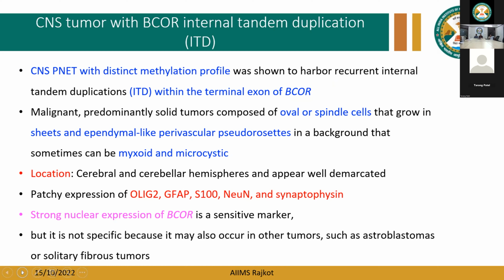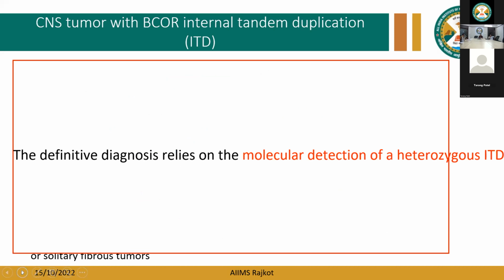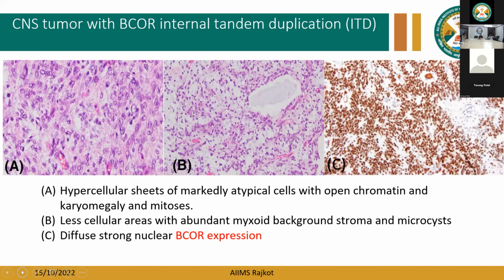There will be patchy expression of OLIG2, GFAP, S100, NeuN, and synaptophysin. Strong nuclear positivity of BCOR will be present. But this is not specific, as it can also be seen in astroblastomas or solitary fibrous tumors. So the definitive diagnosis depends on the molecular detection of BCOR ITD mutations.